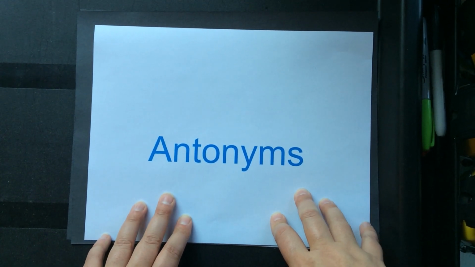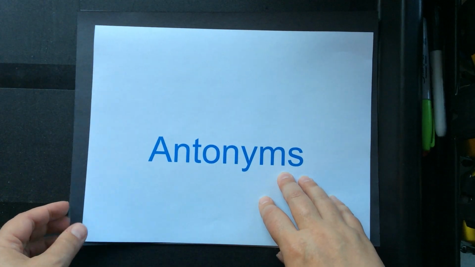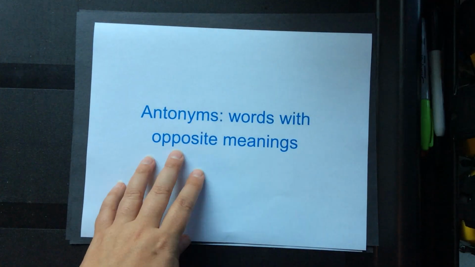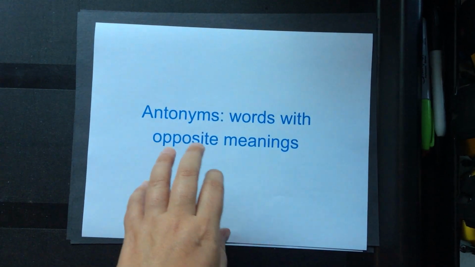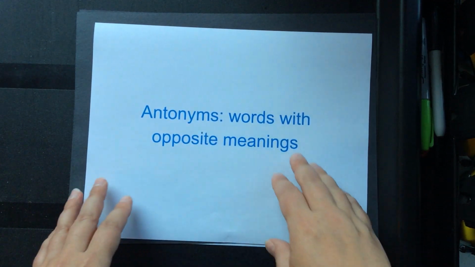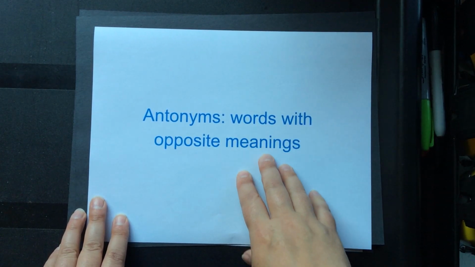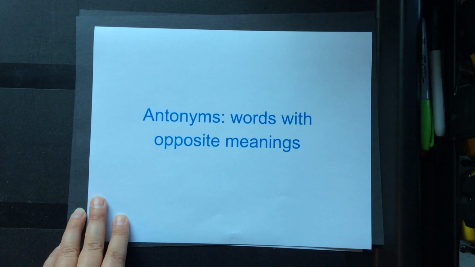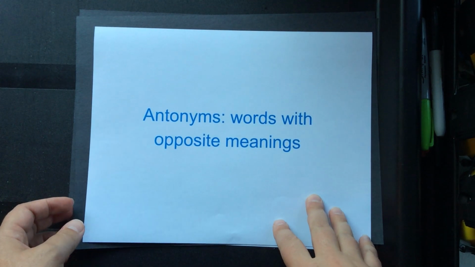Quickly think about a definition of antonyms, and you probably remember that antonyms are words that have opposite meanings. We talk about antonyms in pairs, in words, plural, because they are words that mean the opposite of each other, so we're always going to have at least two.